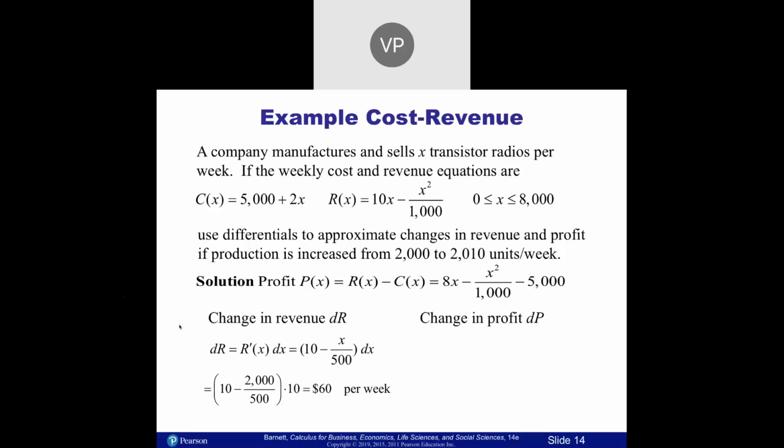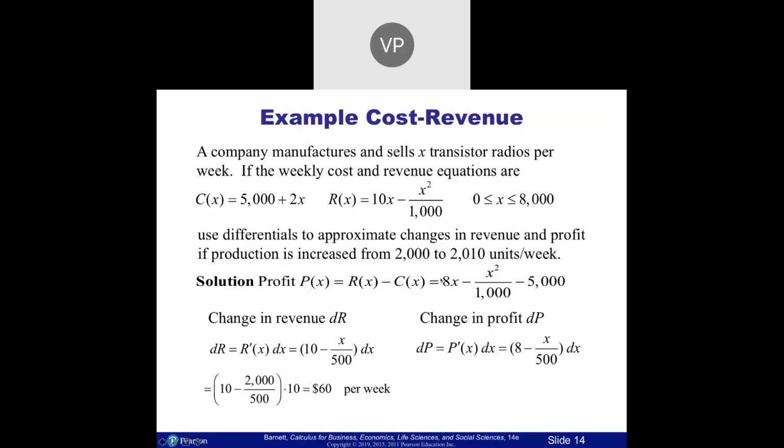So change in profit is dP, which means you go to this profit equation. But the nice thing is it's the same equation as over here. dP is the derivative of the profit function times dx. Now we already found that dx is 10. We have to find this derivative. So I take this entire thing right here.